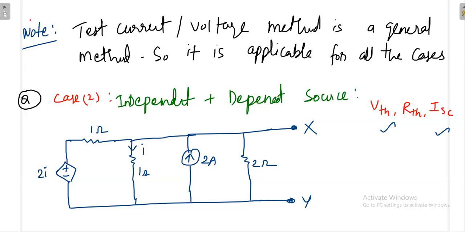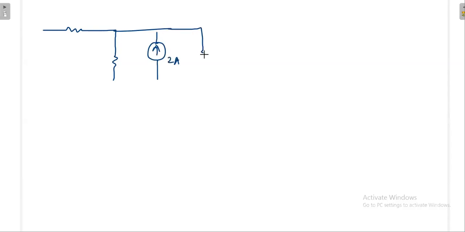First I'll find V Thevenin. Once again, I'll draw the circuit. Two ampere. One ohm, this is I.